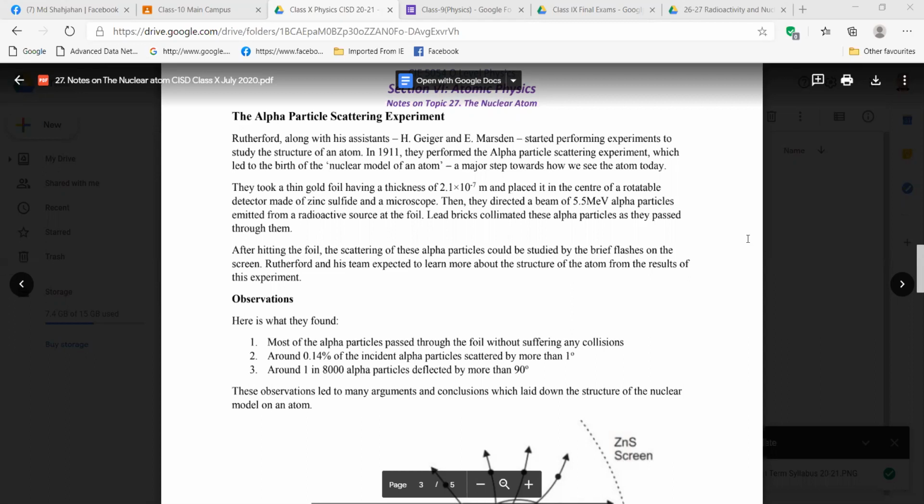alpha particles emitted from a radioactive source at the foil. Lead bricks collimated these alpha particles as they passed through them. After hitting the foil, the scattering of these alpha particles could be studied by the brief flashes on the screen. Rutherford and his team expected to learn more about the structure of atoms from the results of this experiment.